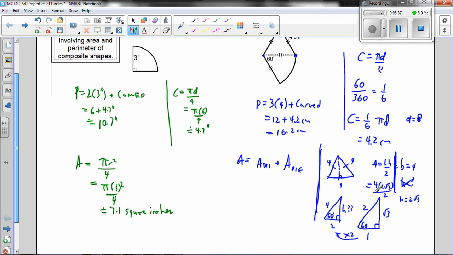Running out of room here, though, unfortunately. I'll just put the answer over here. The area of the triangle, that's 4 times 2 times the square root of 3 divided by 2, or notice the 2's will actually cancel out there. I get around 6.9, and that's centimeters squared.